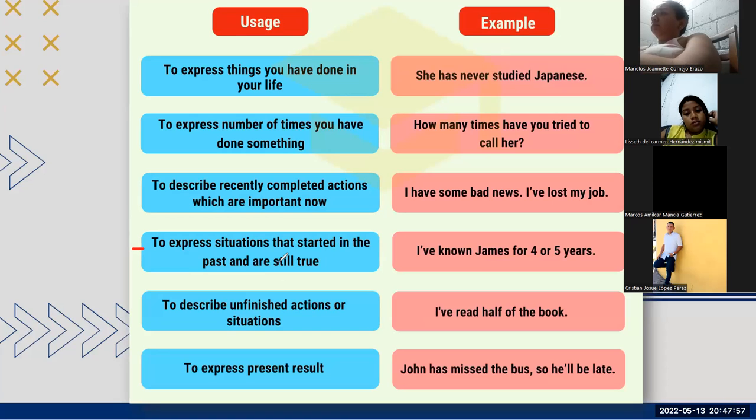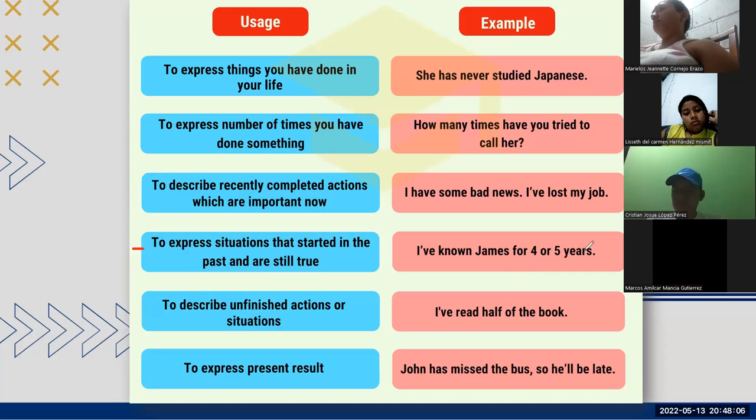Como que usted vaya y dice de una referencia, no, yo he conocido a Christian por 4 o 5 años ya, ¿ok? Eso es algo que importa en el presente y es verdadero todavía, ¿ok?